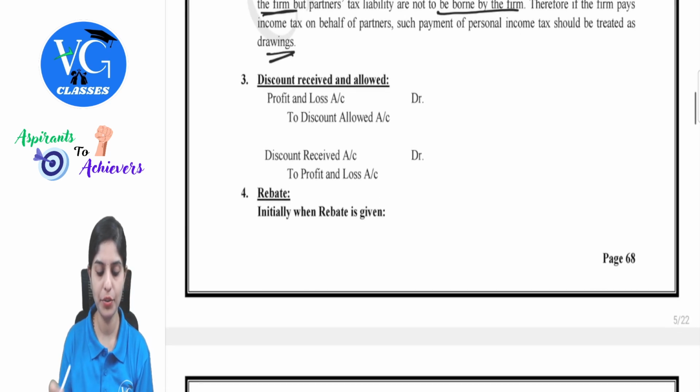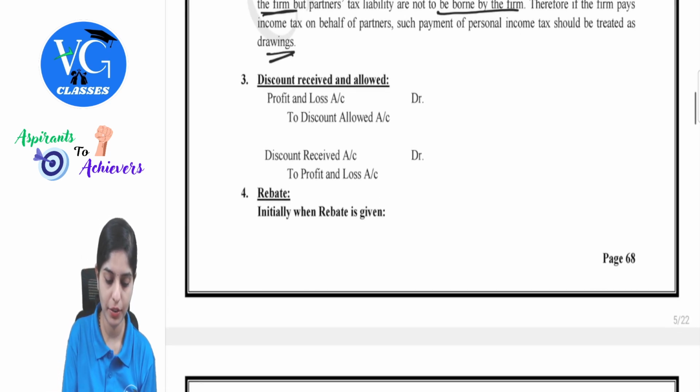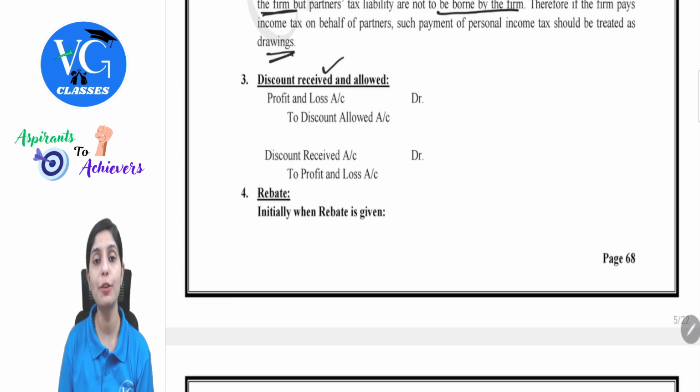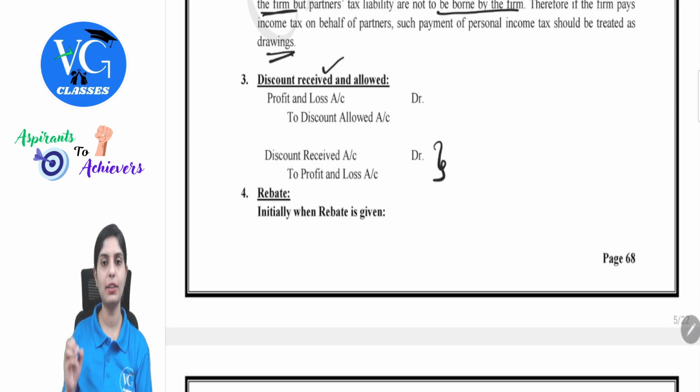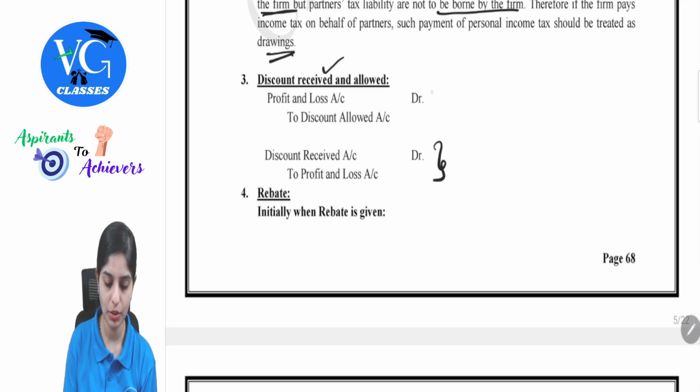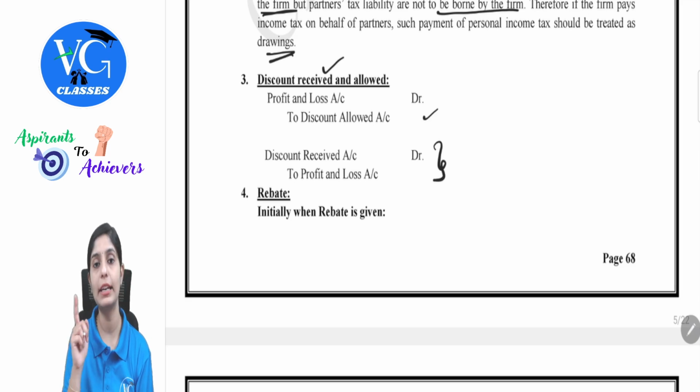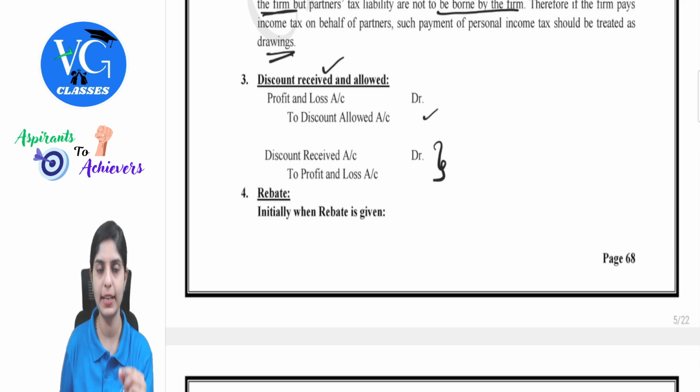Next, discount received and allowed. Discount received is what for any business? Discount received is a gain. So where do we record all the gains? On the credit side of P&L. If I have to present this in journal entry form, discount received account debit to profit and loss account. If it is discount allowed, it is a loss. How do I reflect it in the profit and loss account? In profit and loss account on the debit side. So P&L account debit to discount allowed account.